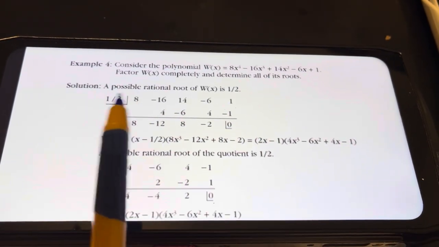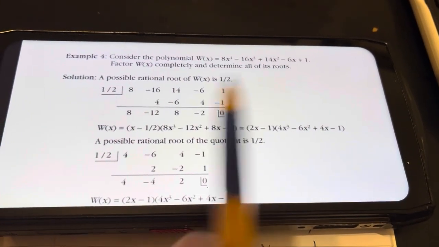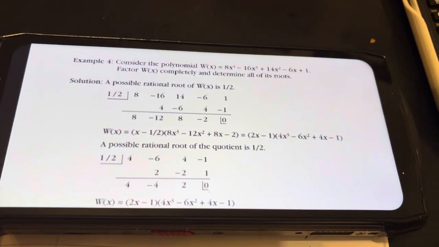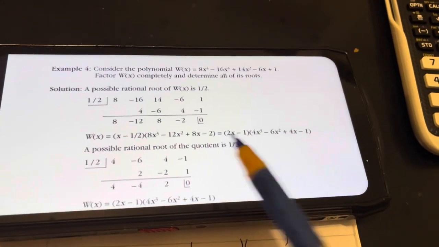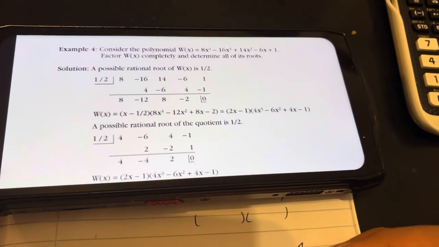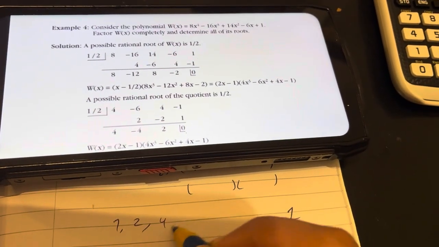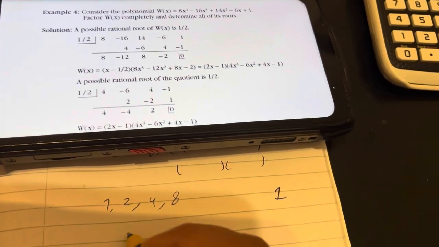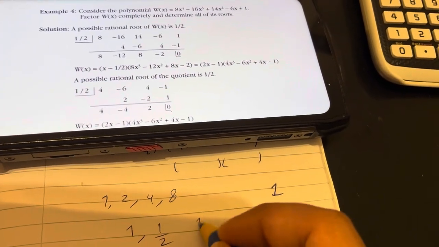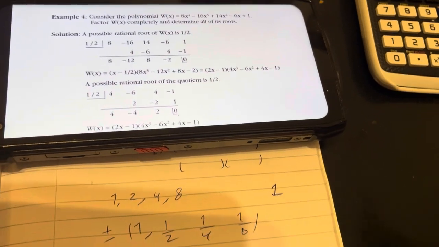So let's explain example 4. Consider this polynomial. He wants to determine all of its roots. Of course, here you can expect that you will have 4 roots. So the factors of 1 is 1. The factors of 8 is 1, 2, 4, 8. So you have 1 over 2, 1 over 4, and 1 over 8, plus and minus, as the possible roots.